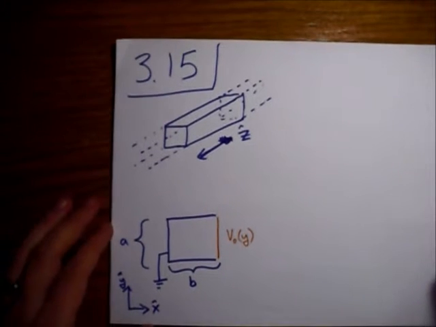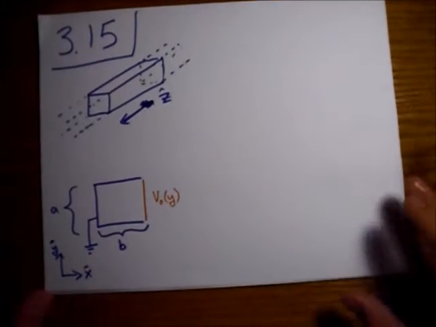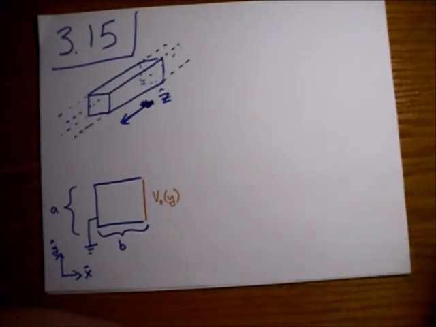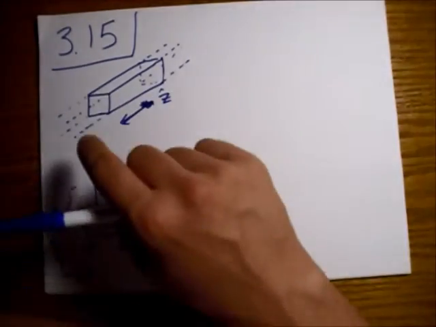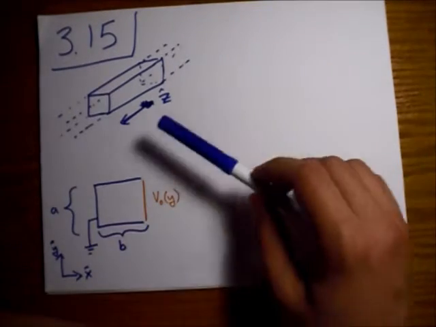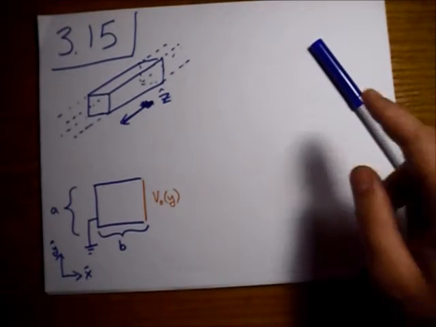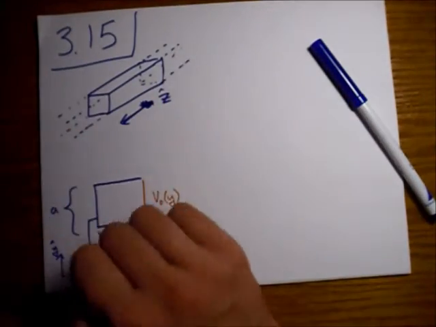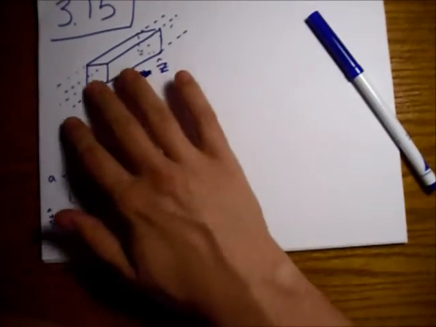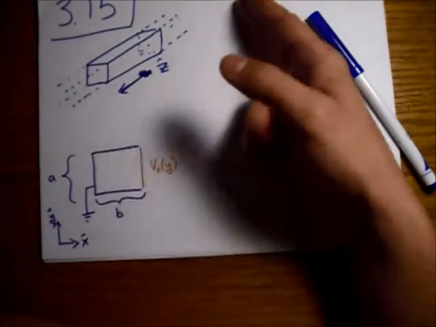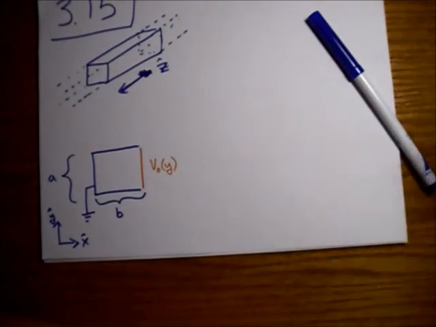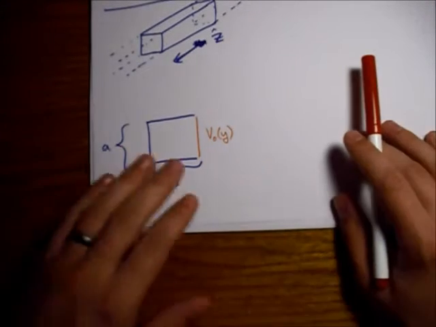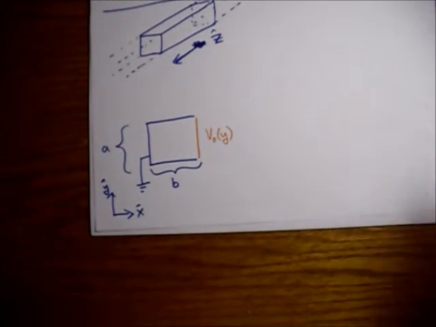Alright, so we have Griffiths Electrodynamics, problem 3.15. What we're dealing with here is an infinitely long rectangular tube. It's infinitely long in the z direction, but there's no variation in the z direction. So essentially this is a two-dimensional problem. We'll be focusing on this picture here, where this is the cross-section of this rectangular pipe.